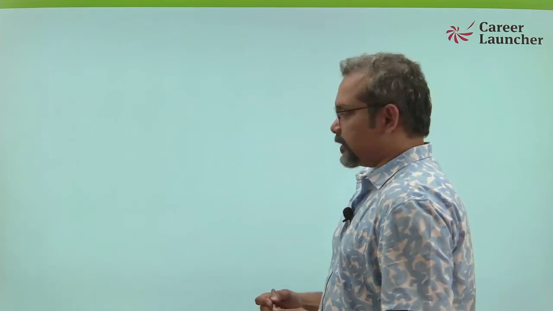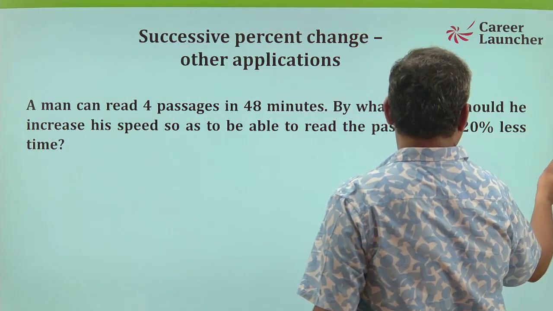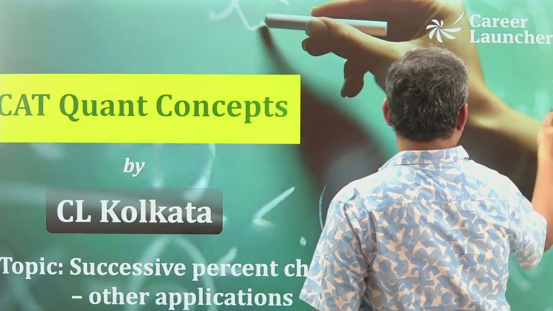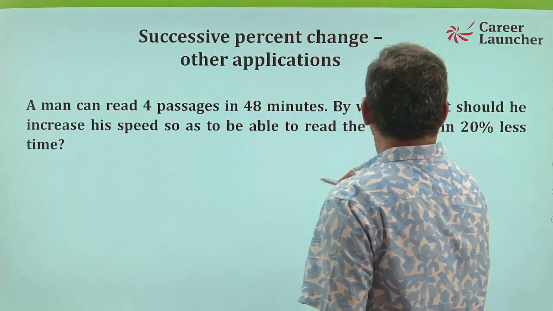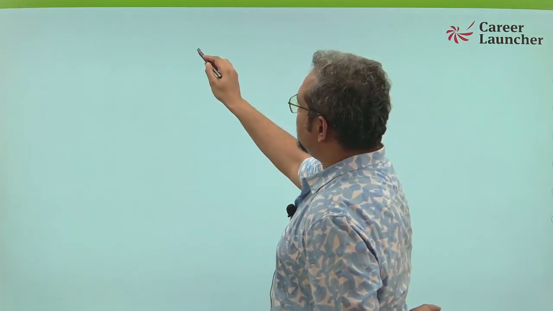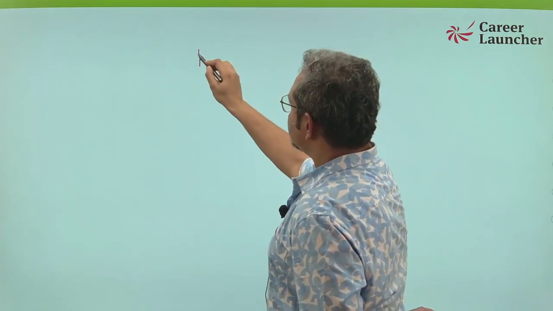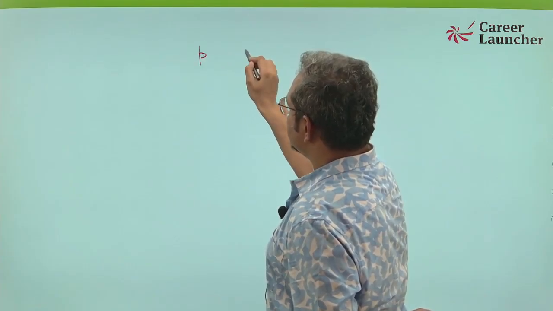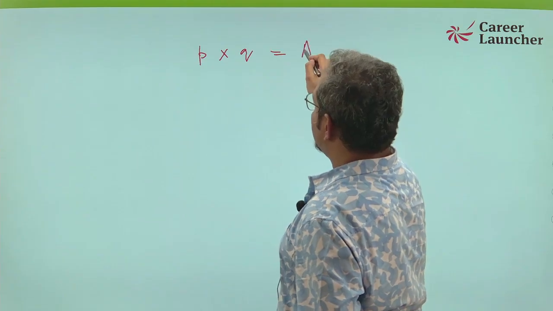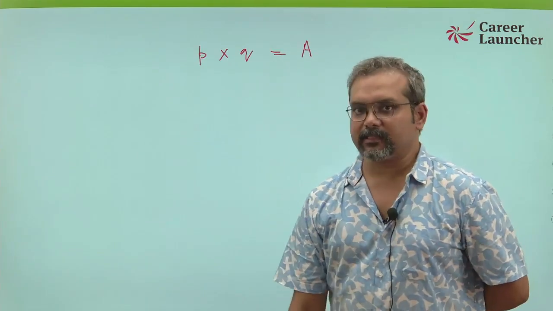So we are back with successive percentage changes. There is another application of that. The application goes like this. If you have two quantities, P and Q, and their product is, let us say, something like A. Okay, so P times Q is A.